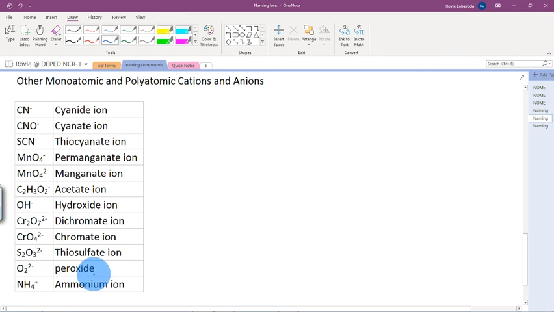O2 2 negative is peroxide ion. Remember this one. Peroxide is different from oxide. Oxide is just O2 negative. NH4 positive is ammonium ion, which is different from NH3. NH3 is a neutral compound. It means that it has no net charge, and this is called ammonia. Alright, so ammonium ion is different from ammonia.